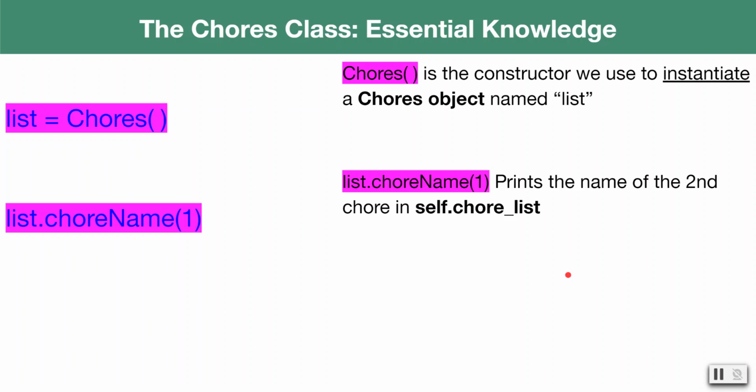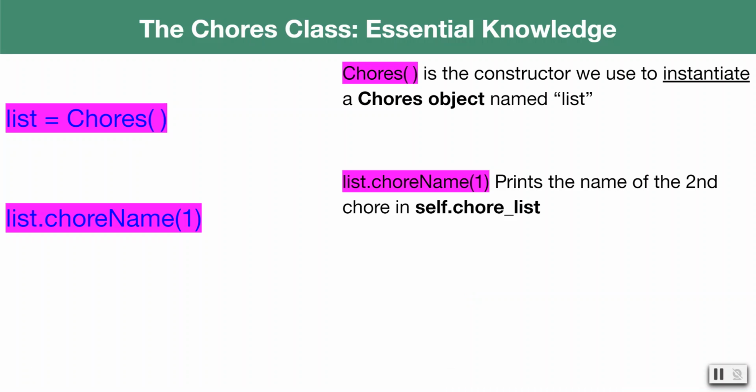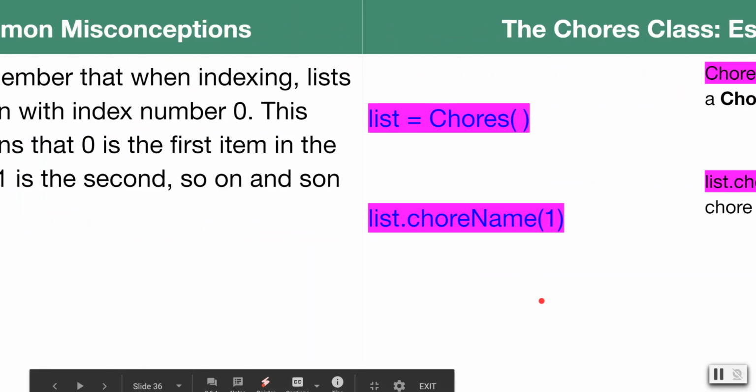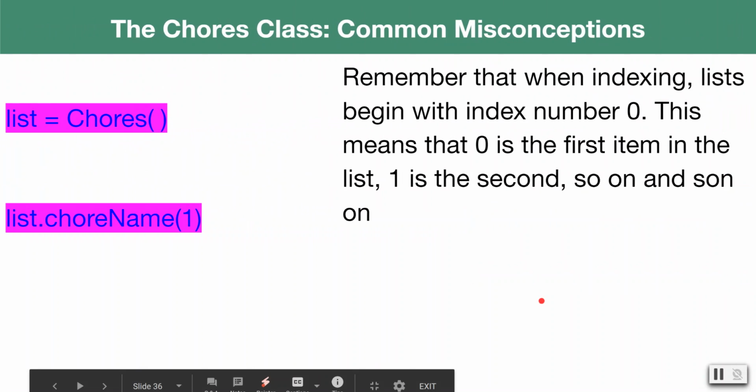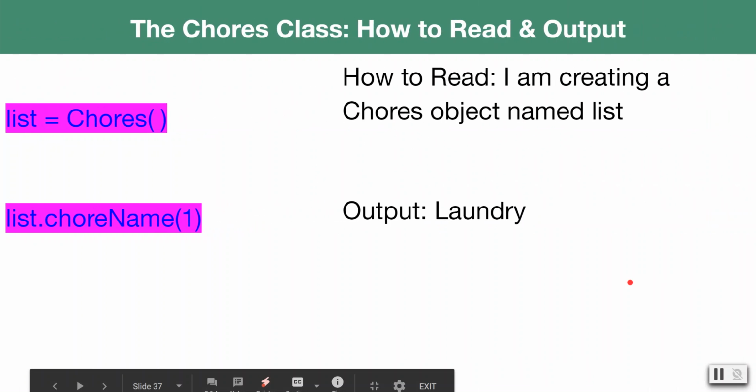All right, outside of the chores class, we use our constructor in order to instantiate a chores object named list. And then we have list.chore_name of 1 prints the name of the second chore, and self.chore_list. Remember that when you're indexing, lists begin with index number 0. This means that 0 is the first item in the list and 1 is the second item in that list, and so on, and so on.